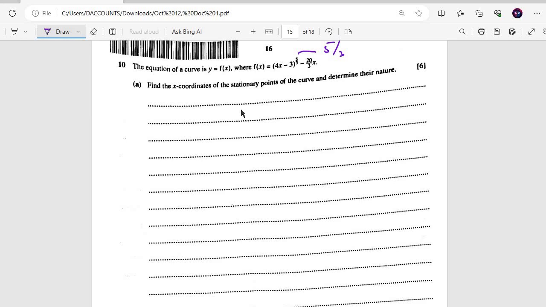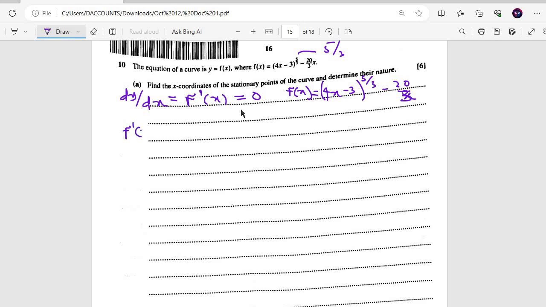Now, stationary point is something you're familiar with. dy/dx, which is the same thing as f'(x), is always equal to 0 at a stationary point. Which means we need dy/dx. So the function of x from the question, let me write it clearly, is (4x - 3) raised to the power 5 over 3 minus 20 over 3, sorry, 20x over 3.